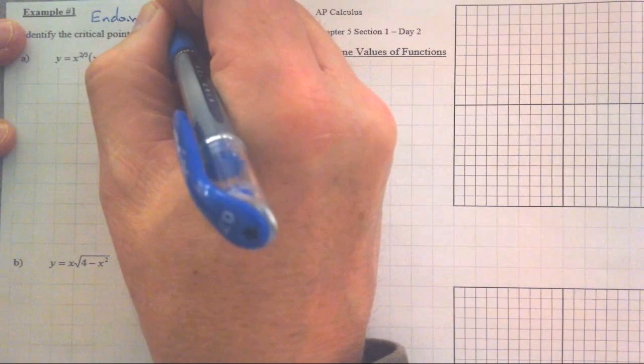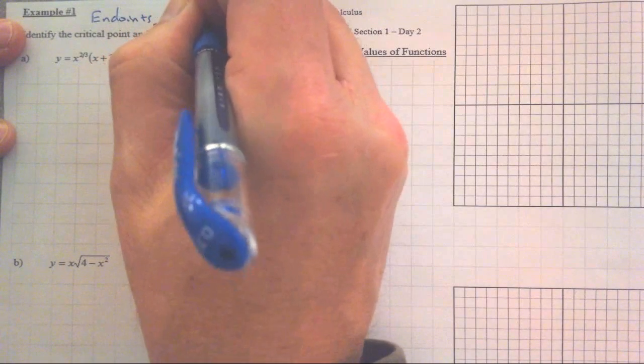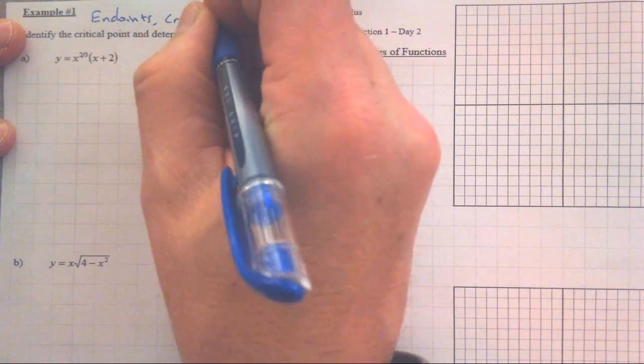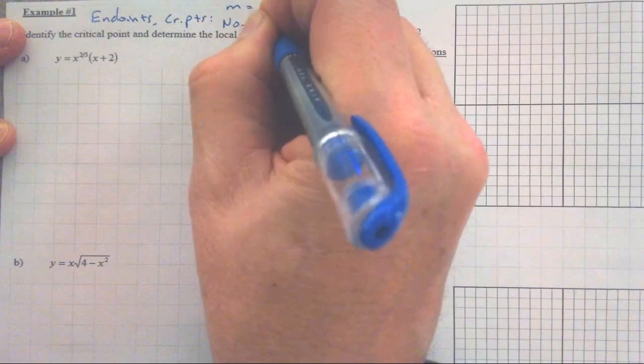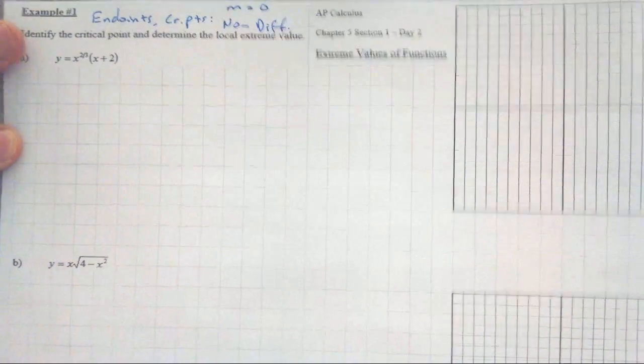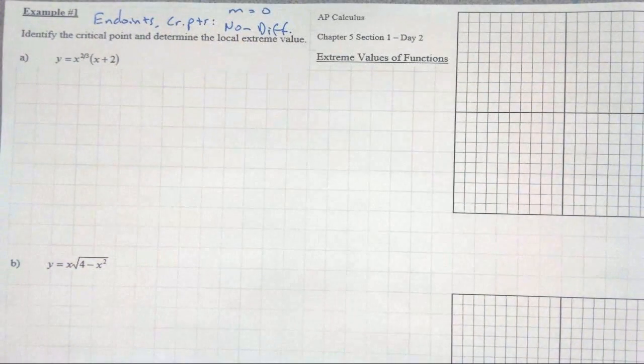And we have to consider critical points, which includes where the slope is 0 or points of non-differentiability. Endpoints, real quickly. Sometimes endpoints are just given.